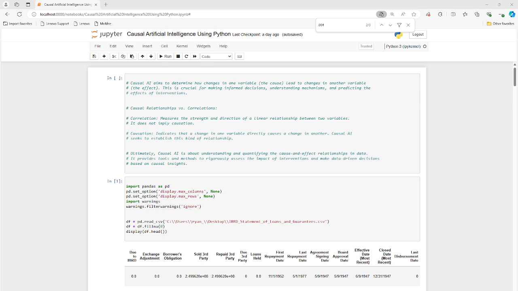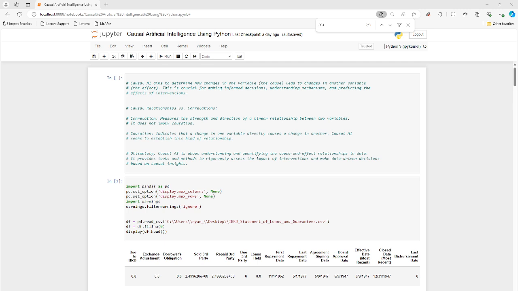Causation is a little bit different. It indicates that a change in one variable directly causes a change in another variable. That's what we're going to look at today, okay? And ultimately, causal AI is about understanding and or quantifying cause and effect relationships in data.